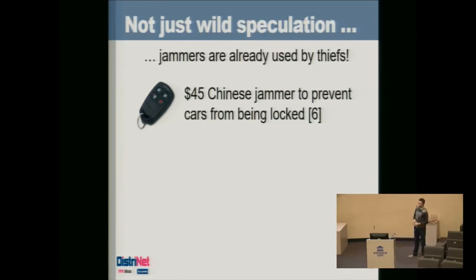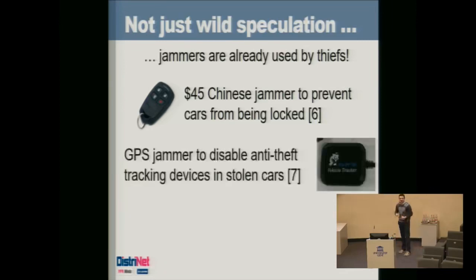An example related to this, certain cars actually have an anti-theft device, which is a GPS device which tracks the location and is able to inform the owner of the car where this car is currently located on the earth. Of course, for thieves, that's quite annoying. So what they used is a simple GPS jammer to basically disable this anti-theft GPS device.